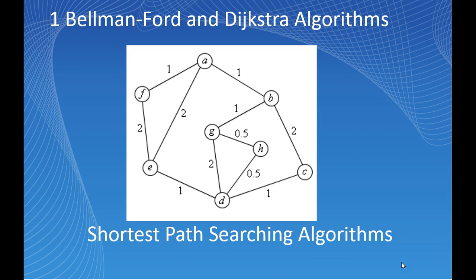Basically, they need a graph. I mean, a graph that has nodes and links. And initially, sometimes you have the length value between the nodes. So with this graph, you can use the Bellman-Ford and Dijkstra algorithms. So why do I have to study the Bellman-Ford and Dijkstra algorithms? Then I found that I can use them in social networks.